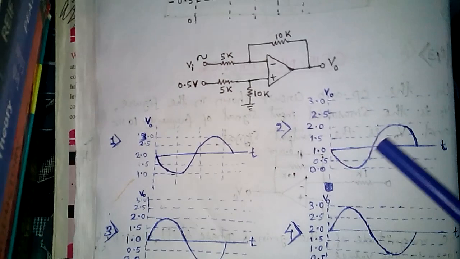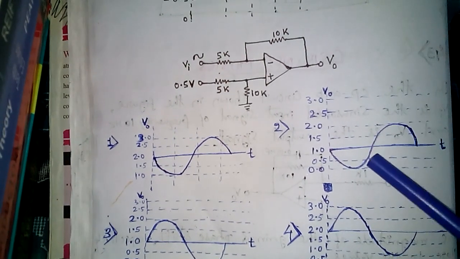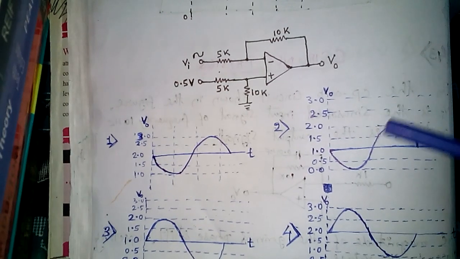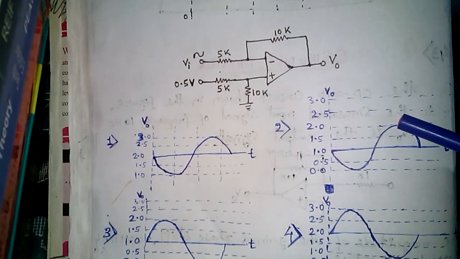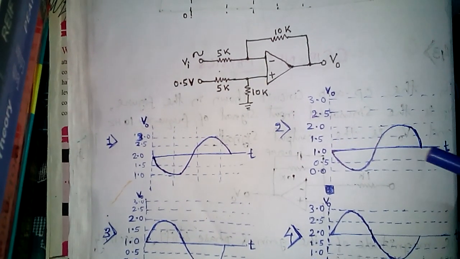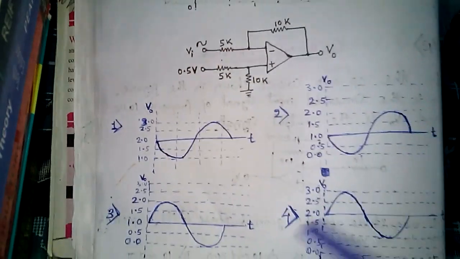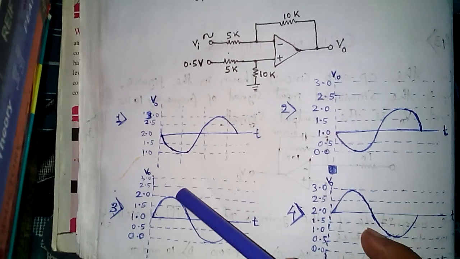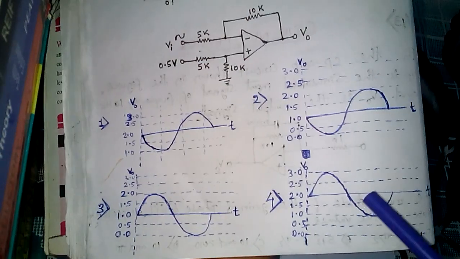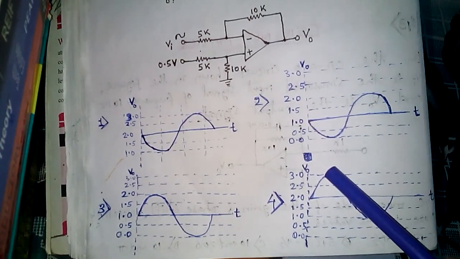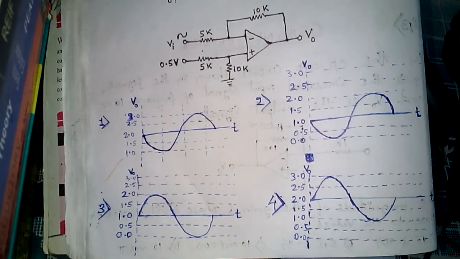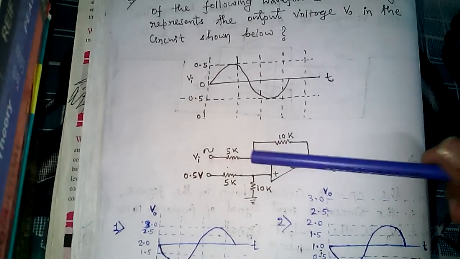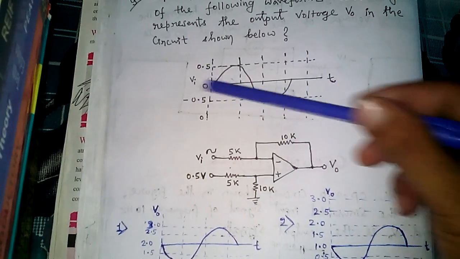The second option shows that the output should be oscillating between 0 volt and 2 volt, where 0 volt is the minimum and 2 volt is the maximum, and the mean voltage of oscillation is 1 volt. The third option shows that the output is oscillating between 2 volt and 0 volt, and the fourth option shows that the output is oscillating between 3 volt and 1 volt. So which one is the right answer? We have to find.